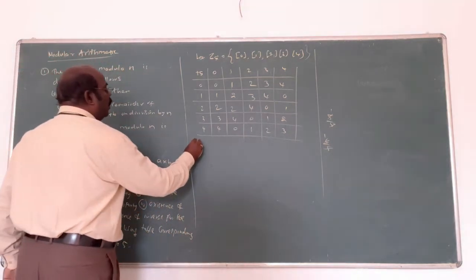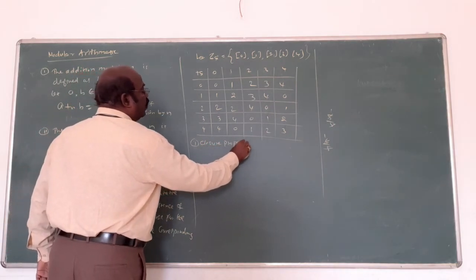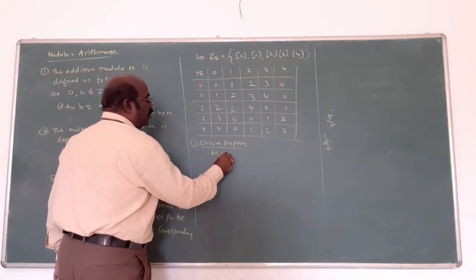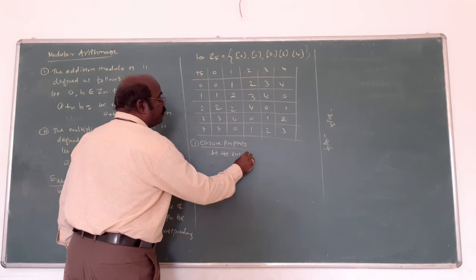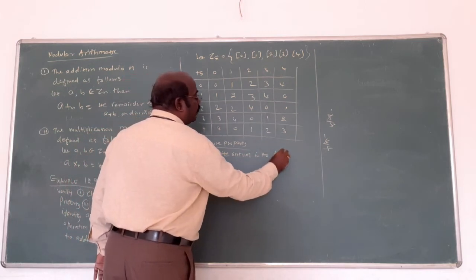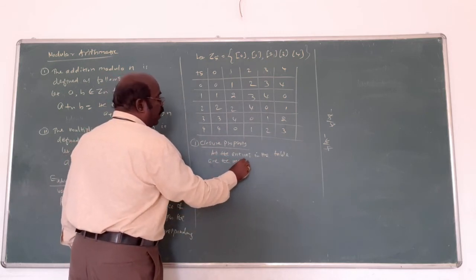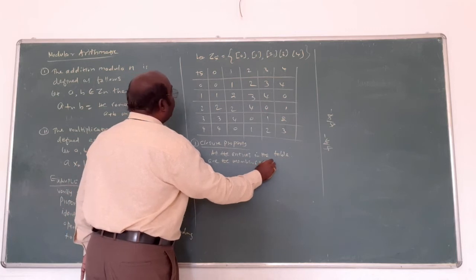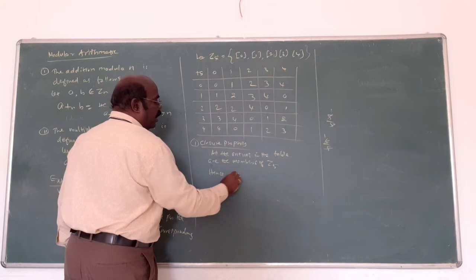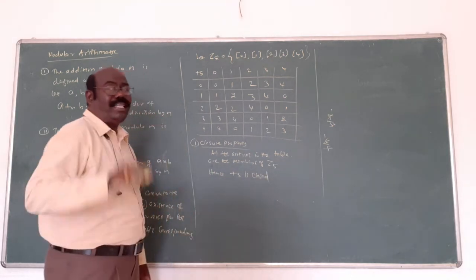Now, first is what? Closure property. Put the heading clearly. All the entries in the table are members of Z5. Hence, addition modulo 5 is closed. That's the answer. What is the reason?